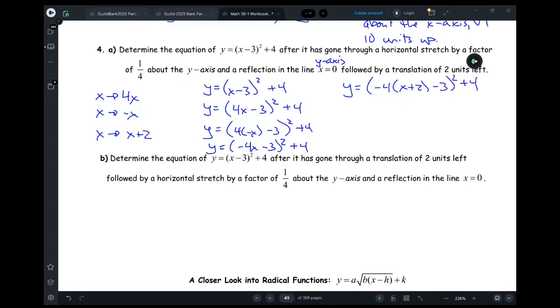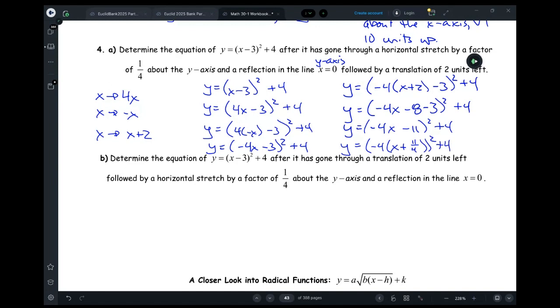Now it's just a matter of simplifying what's inside there. So y is going to equal, I'm going to multiply that through. So I'm going to get negative 4x minus 8 minus 3 squared plus 4. Y equals (negative 4x minus 11) squared plus 4. Now the last thing I'm going to do here is factor out that negative 4. I'm going to get (x plus 11 over 4) squared plus 4.